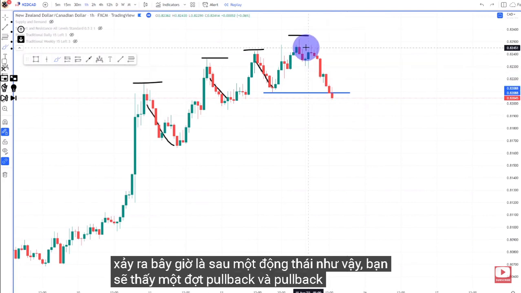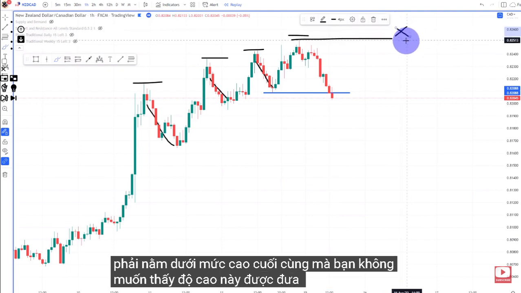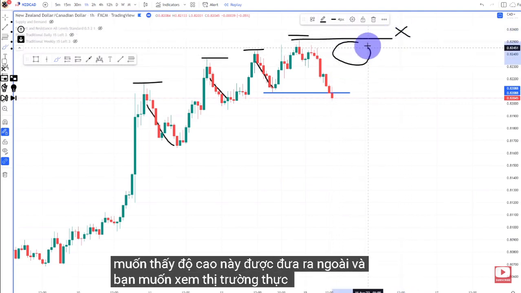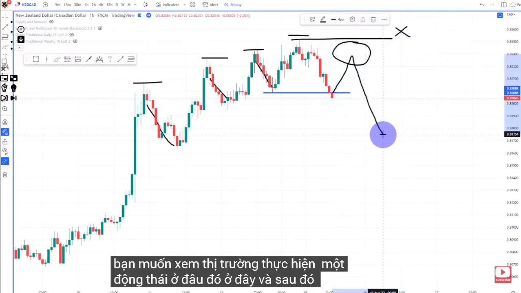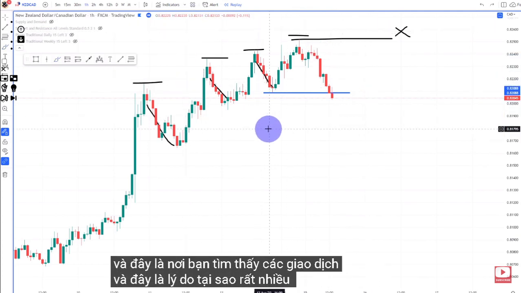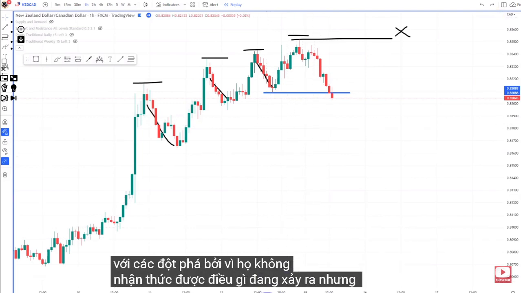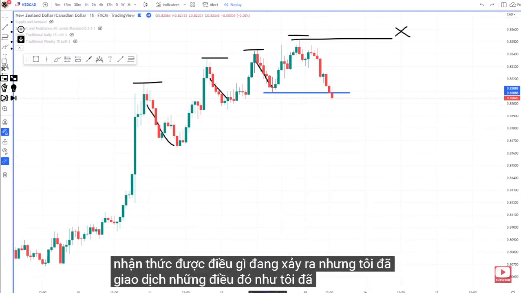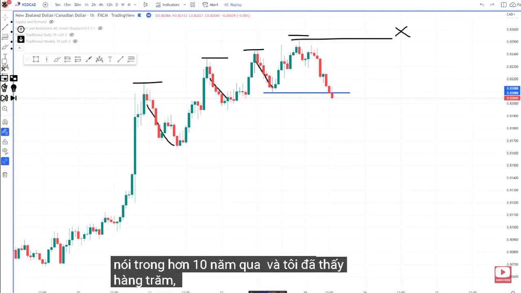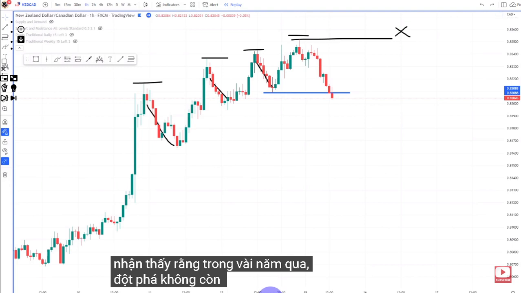And the pullback should be below the last high. You don't want to see this high taken out. And you would like to see the market make a move somewhere here and then move lower. And this is where you find the trades. And this is why so many traders struggle with breakouts, because they are not aware of what is happening. But I've been trading those, as I said, well over 10 years, and I've seen hundreds and thousands of them. And I've noticed that over the last few years, breakouts don't work as much anymore.